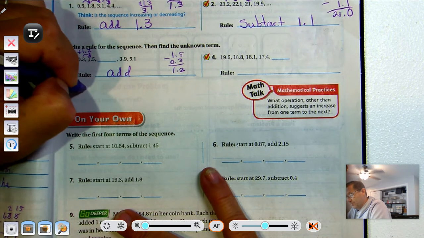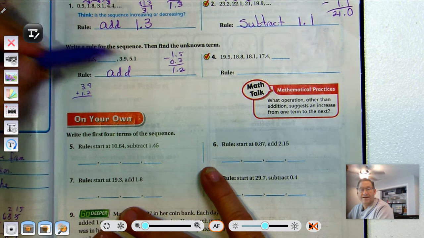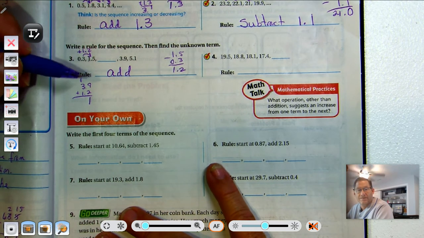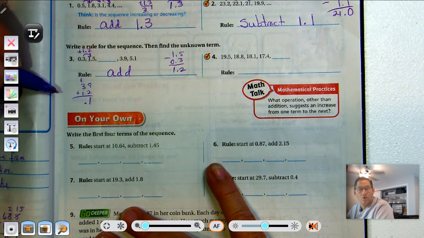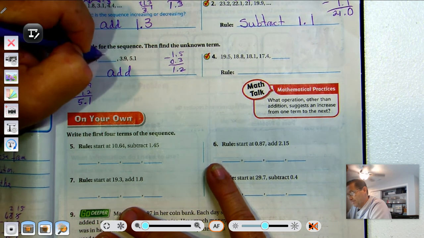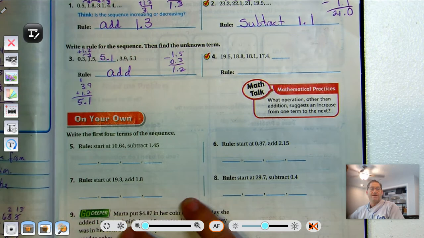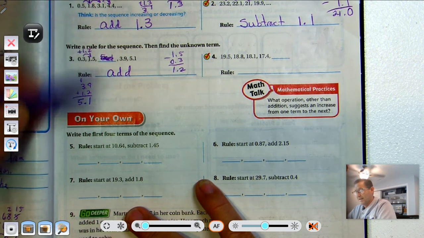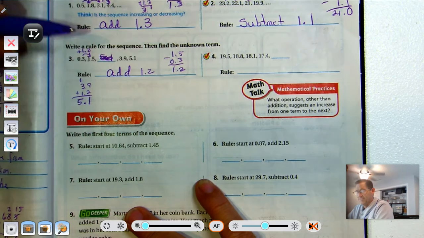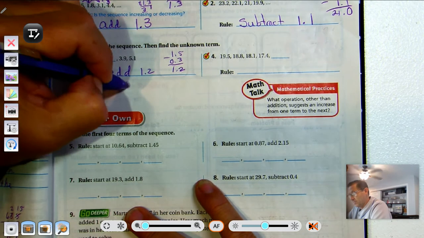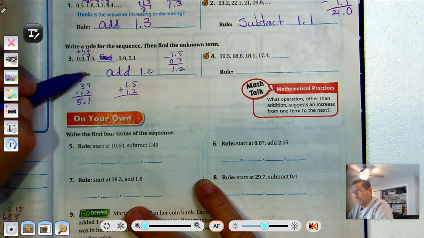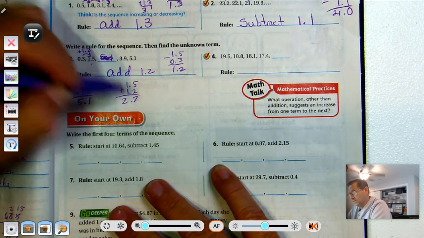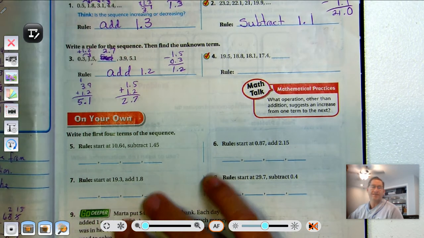We can confirm that by adding 1 and 2 tenths to 3 and 9 tenths. 9 and 2 tenths is 11 tenths. Regroup that as 1 whole and 1 tenth. 3 plus 1 is 4, plus the regrouped 1, 5. So 5 and 1 tenths confirmed that we're adding 1 and 2 tenths. So what's the missing value? 1 and 5 tenths plus 1 and 2 tenths. 5 and 2 tenths is 7 tenths, and 1 plus 1 is 2. So our missing value is 2 and 7 tenths.